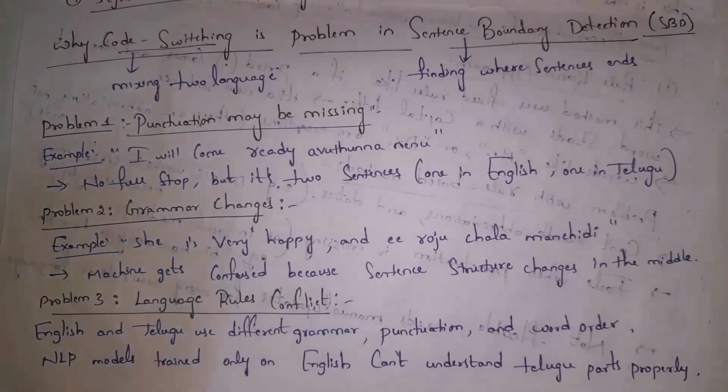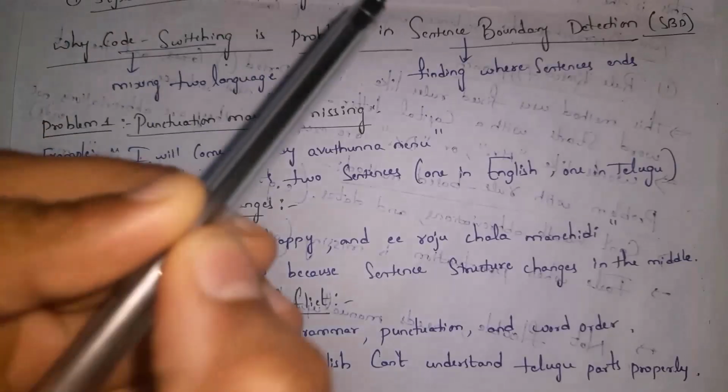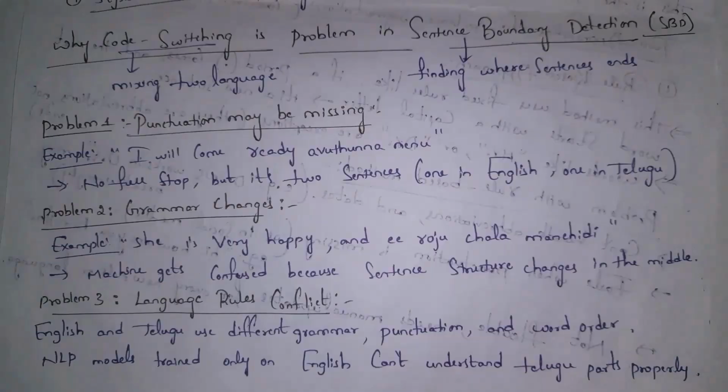Next I will explain why code switching is a problem in sentence boundary detection. Sentence boundary detection means finding where one sentence ends and the next sentence begins. So whenever we use code switching, that is, mixing two languages in a single sentence, sentence boundary detection is very tough. These are the problems in code switching.